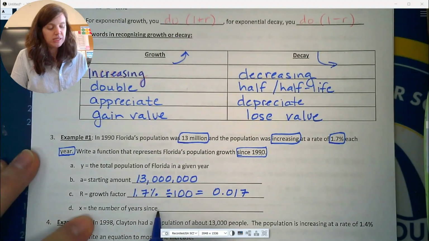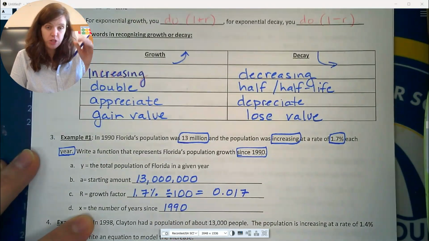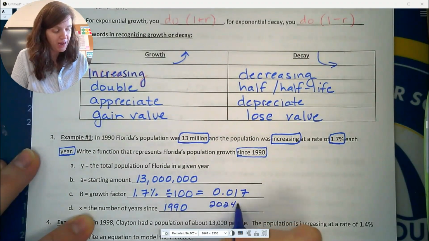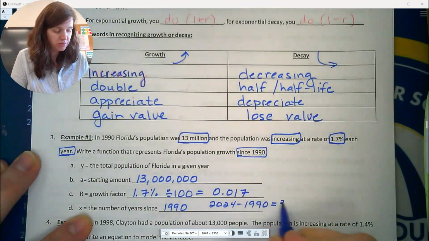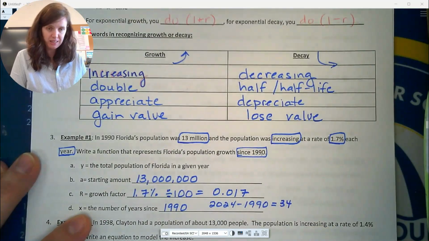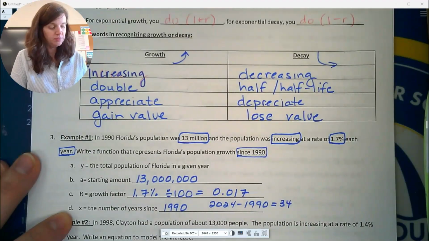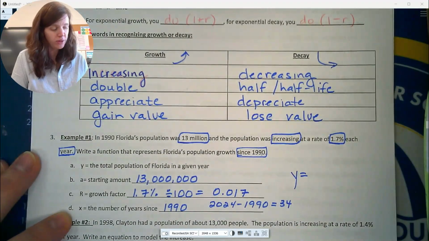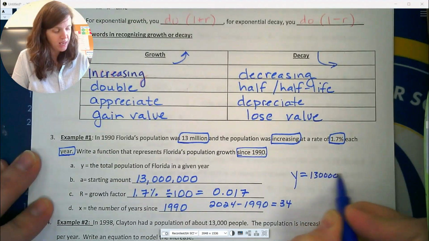And then the number of years since whatever that is, 1990 in this case. And so I take my year, if we're talking about today, right, then it would be 2024, minus 1990, which would give me 34 years, right? 34 years have passed since 1990. And so the number that is my x would be 34 in this case. So writing an equation to figure out today's population in Florida would include y equals, right, the 13 million, that's the a value, 13 million.